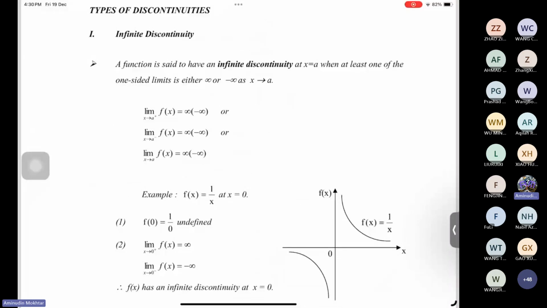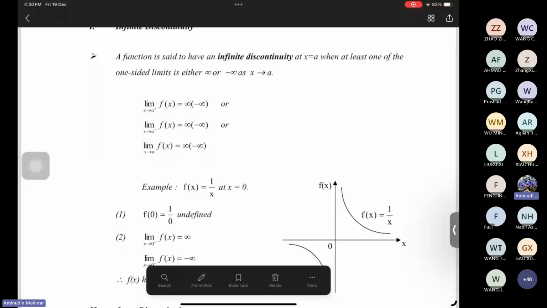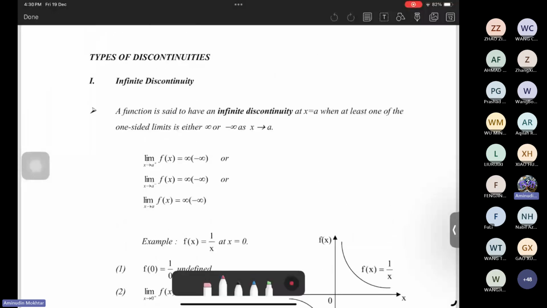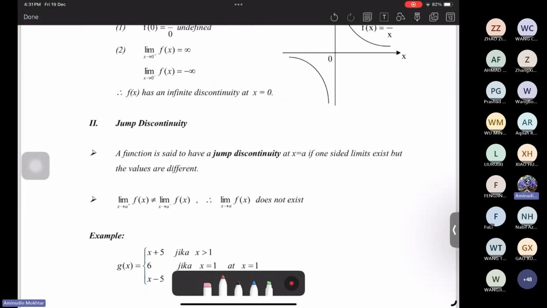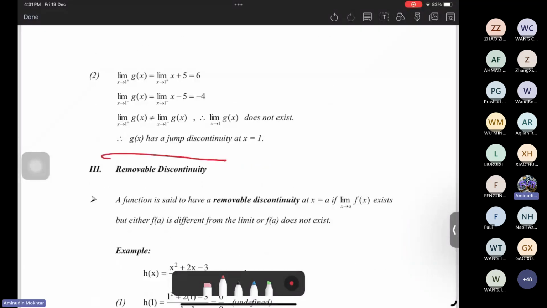Okay, the last part for today is the types of discontinuity. Basically, there are three types of discontinuity. This is just a concept. You need to know what is infinite discontinuity, the first one. The second one is a jump discontinuity. The last one is a removable discontinuity.